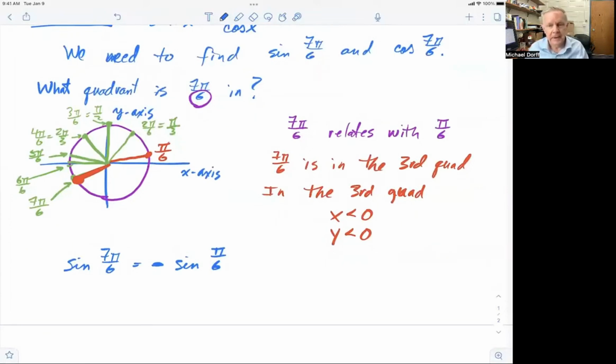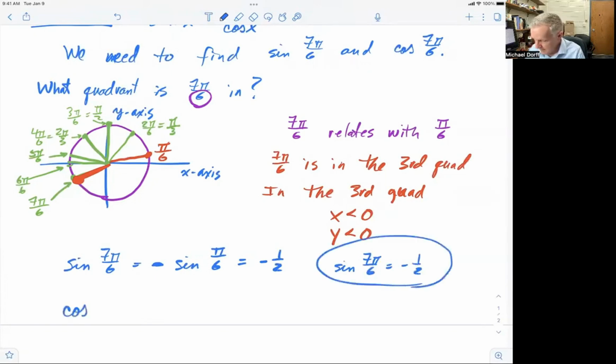And what is the sine of pi over 6? Well, remember in the last video, we had that chart, and in that chart the sine of pi over 6 was 1/2. So here we get negative 1/2. So the sine of 7 pi over 6 equals negative 1/2.